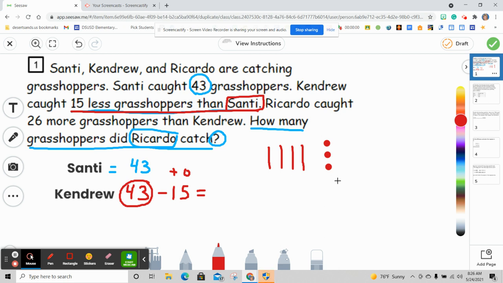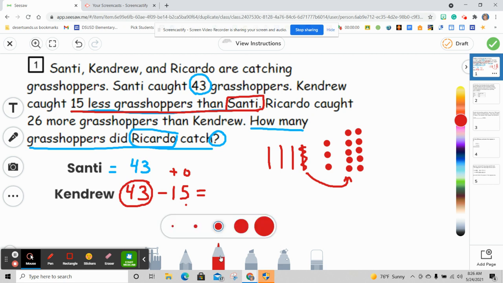So I go to my picture and I want to start with the ones place first. I have to take away 5 ones. I only have 3 ones. So therefore, I'm going to move one of the tens and regroup it into the ones place. So let me draw my 10 ones. 1, 2, 3, 4, and 5, 6, 7, 8, 9, and 10. So now I can take away the 5 ones, the 5 ones that I need to take.